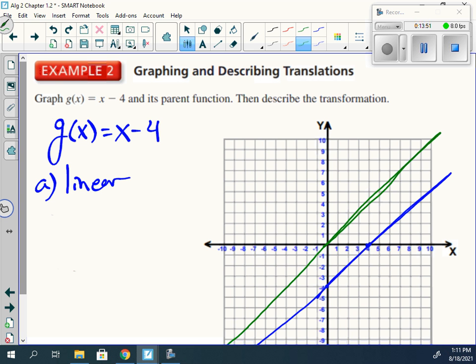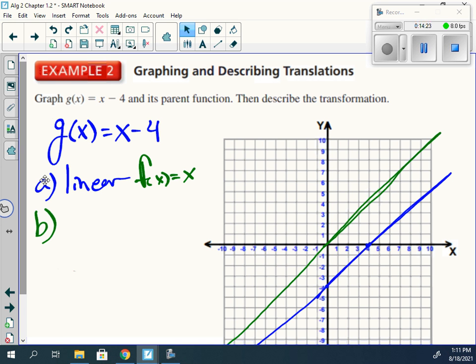And the parent function, so how would you know it? Like the positive 4 on that? Let's look at that and see, because there is a reason that the blue one is our new one and the green one is the parent. The green one's the one we started out with, f of x equals x. The parent function, the linear function, is f of x equals x.